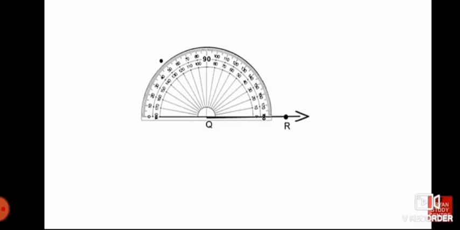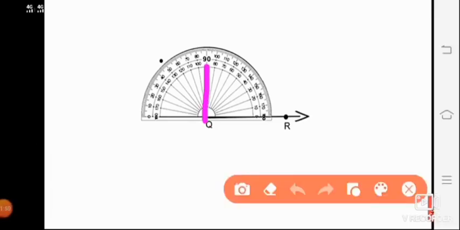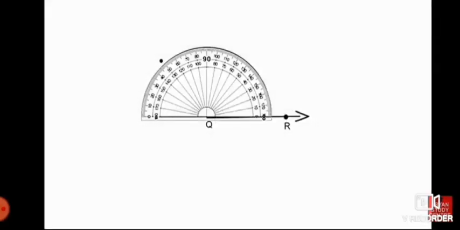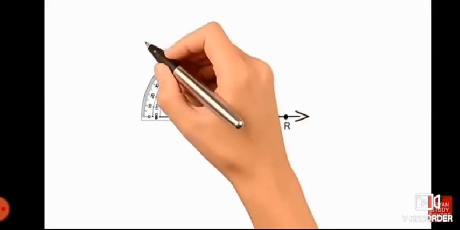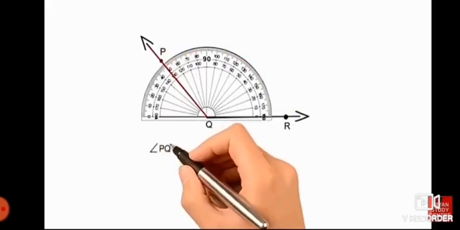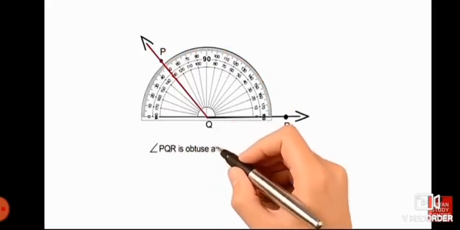As it is an obtuse angle, its measurement should be greater than 90 degrees and less than 180 degrees. Here I will show you, it will be between this pink line and this one. Any measurement from here you can take. Here I have taken 130 degrees. So I'll mark 130 degrees and then after lifting the protractor, I am going to draw a ray there and name it P. So here we have got angle PQR, which is an obtuse angle.